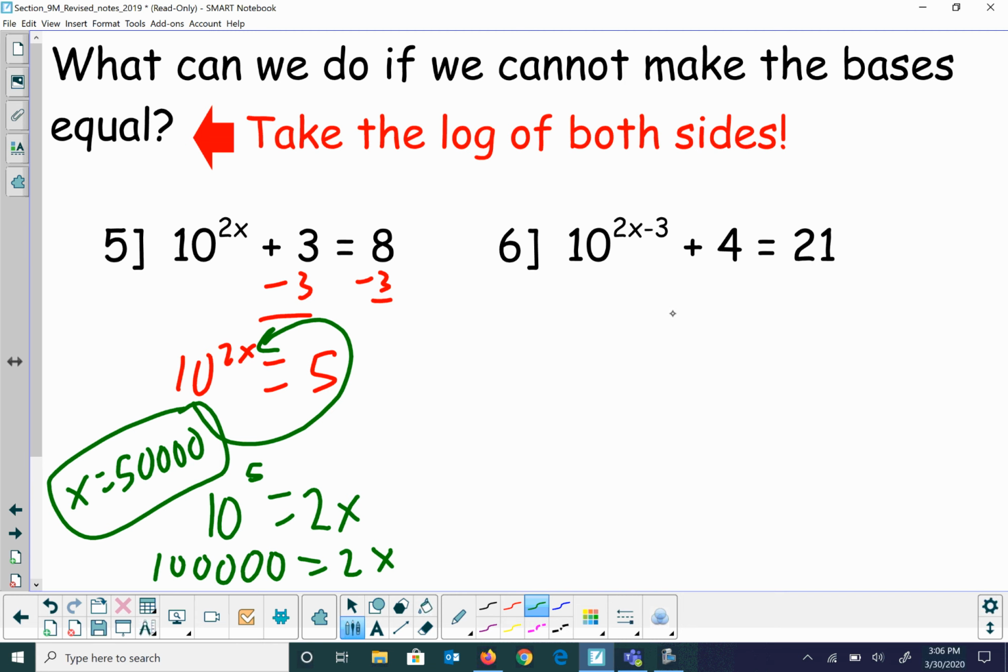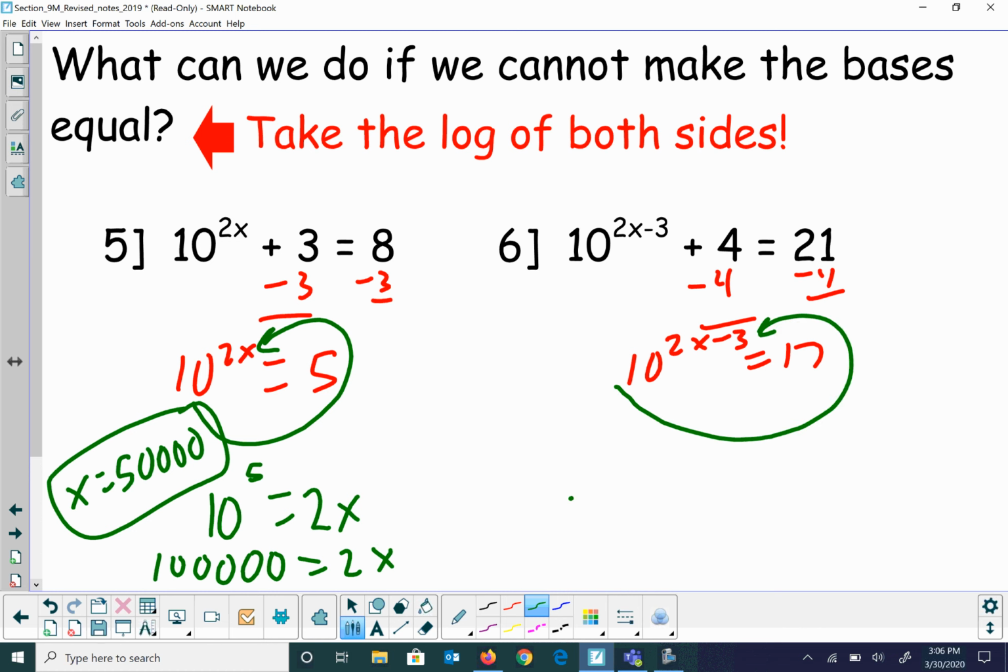All right, problem number 6, we're going to go ahead and subtract 4 from both sides. So I get 10 to the 2x minus 3 is equal to 17. I need to convert this into a logarithm. So I'm going to start at the base and work my way around. So I get log base 10, which is just the same thing as log, 17 equals 2x minus 3.